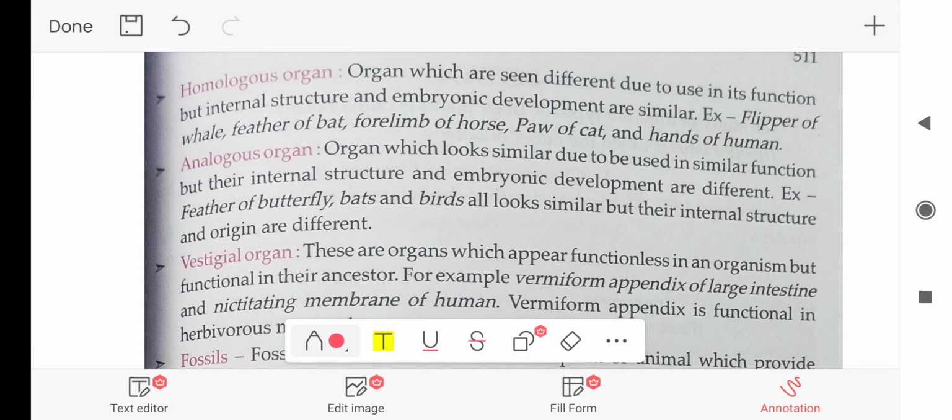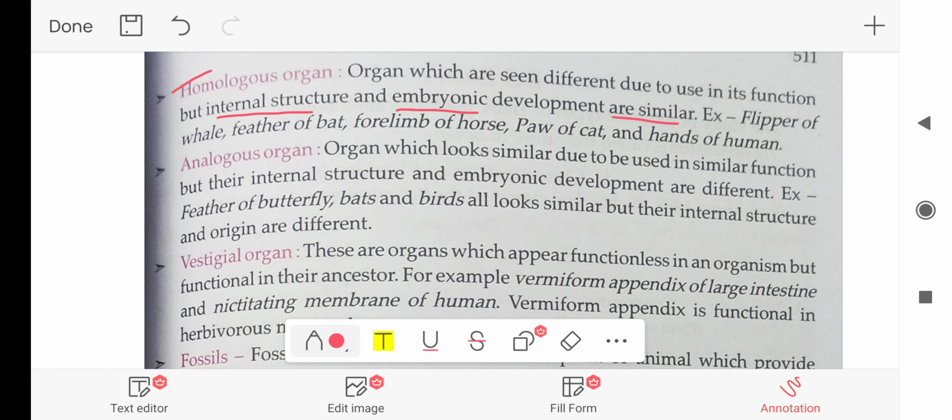Homologous organs. Organs which look different due to their use in different functions, but whose internal structure and embryonic development are similar. Examples: flipper of whale, wing of bat, forelimb of horse, paw of a cat, and hands of human. They are homologous organs because they look different due to their function, but their internal structure and embryonic development are similar.